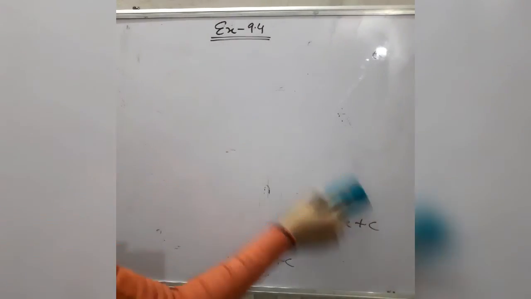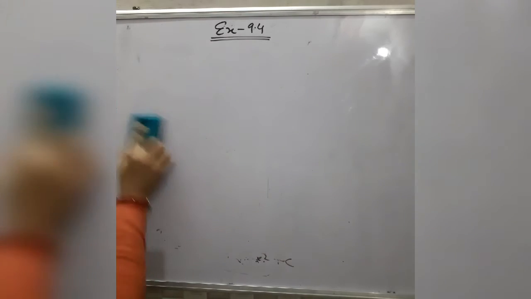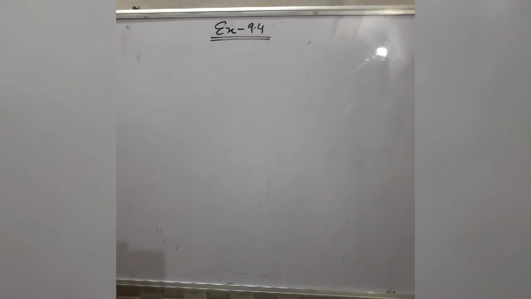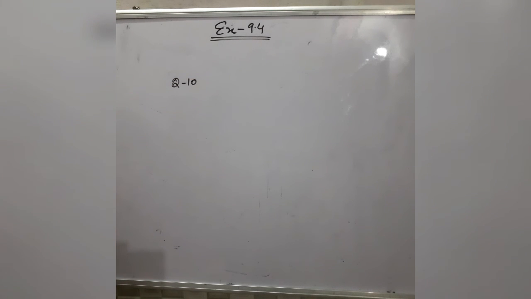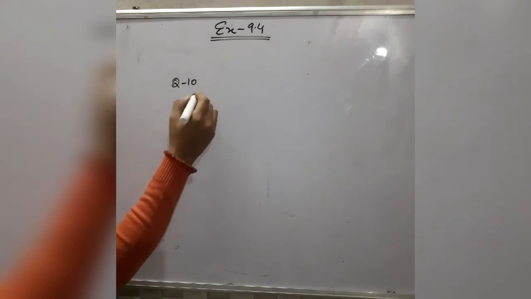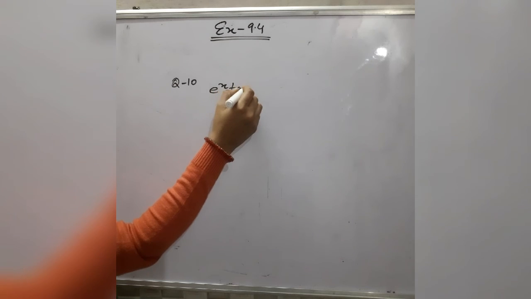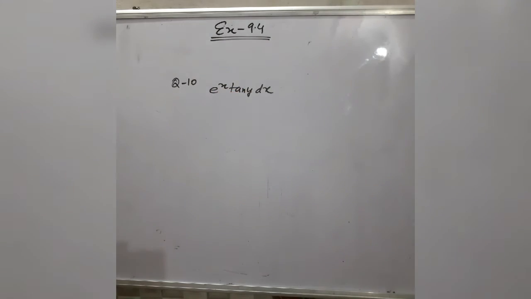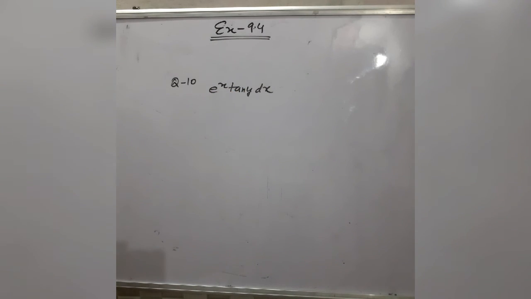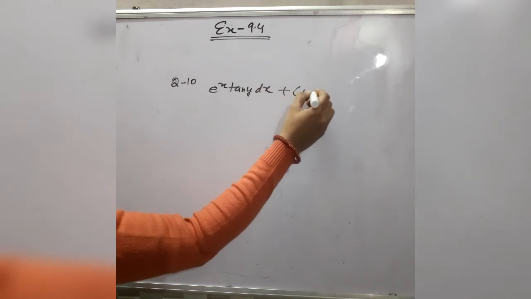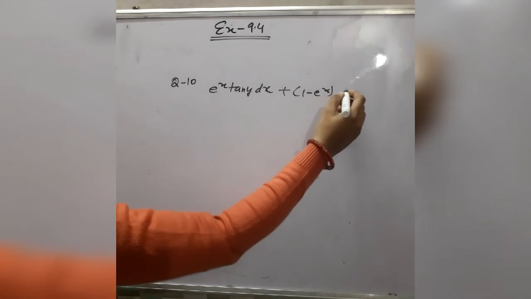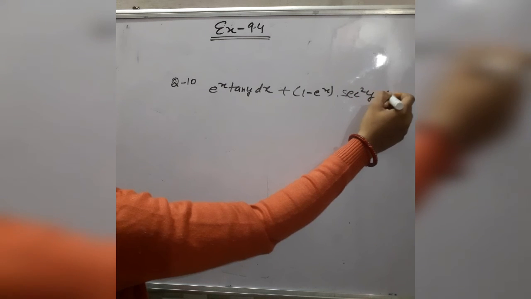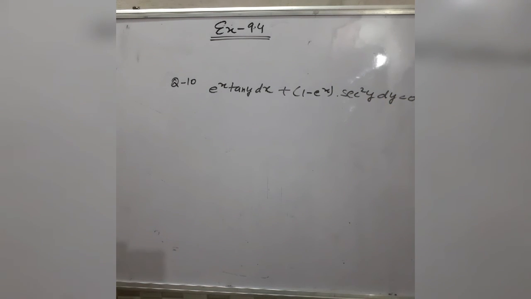Now see the last question of this video. In today's work you will do this exercise up to question number 10. In question number 10, the differential equation is e raised to power x tangent y dx plus 1 minus e raised to power x into secant square y into dy is equal to 0.